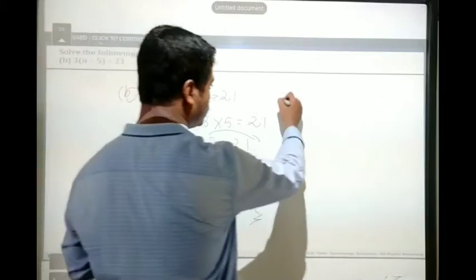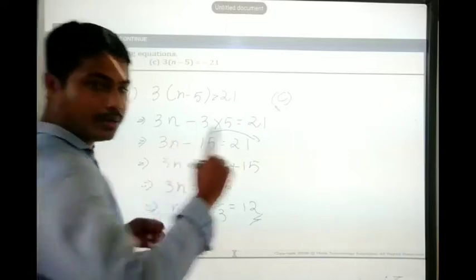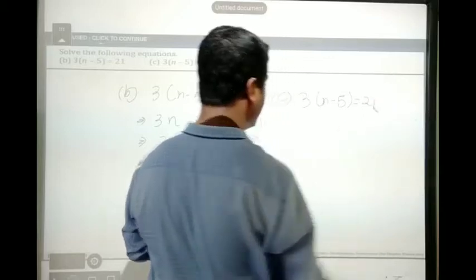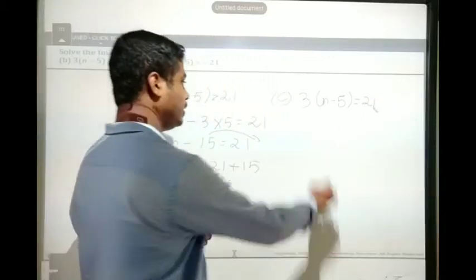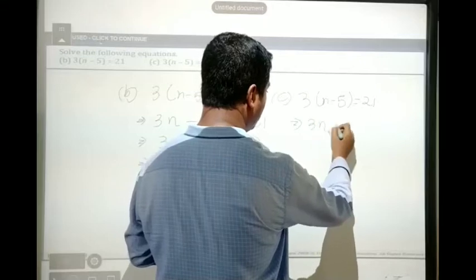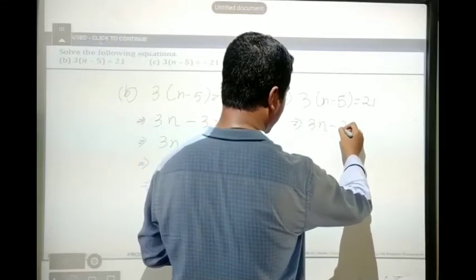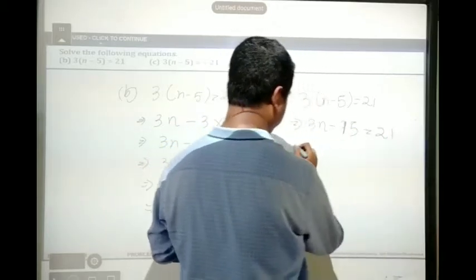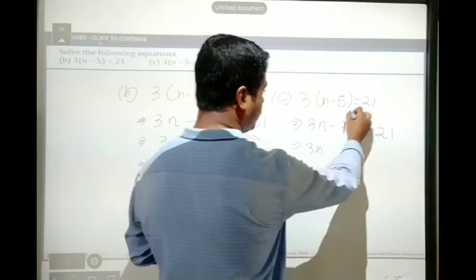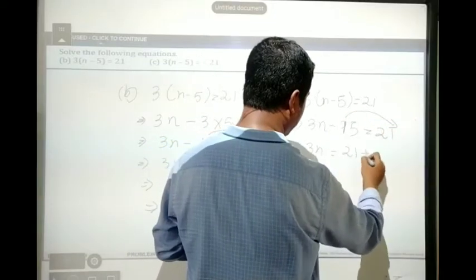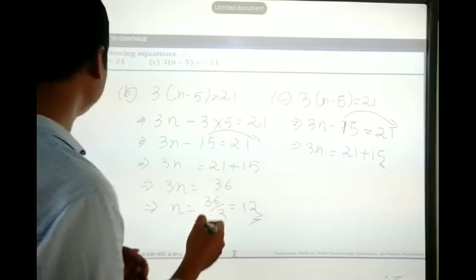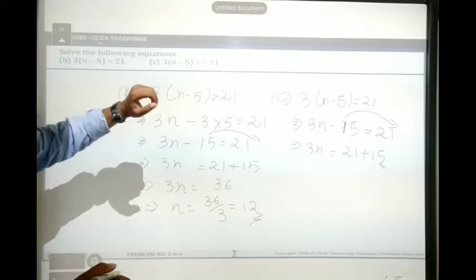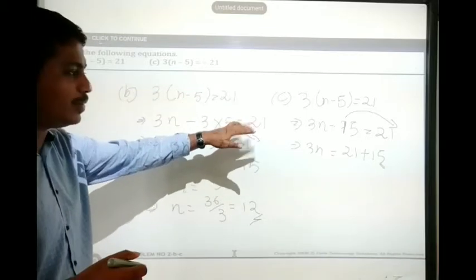Let us discuss question number C now. 3 into (n minus 5) is equal to 21. Now again follow the distributive law. 3n minus 15 equals 21. Put 15 on the right hand side, 21 plus 15. Have I done the same question? I think B and C, the question is written the same. The same question we have done, so we will be doing a different question.